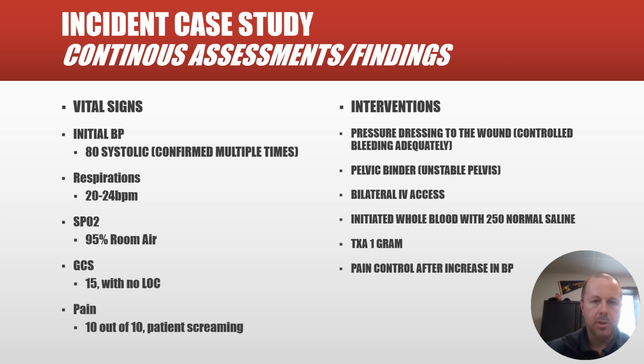Once the patient's blood pressure started to come up, we did give small amounts of fentanyl to this patient to help control that 10 out of 10 pain. But again, when you're giving pain medication with these patients, you have to be very careful not to drop the blood pressure. Good thing is fentanyl is a very safe pain medication, but we're not going to give it if that initial blood pressure was 80 systolic. You got to get that blood pressure at least over 100 systolic before you want to administer pain medications.